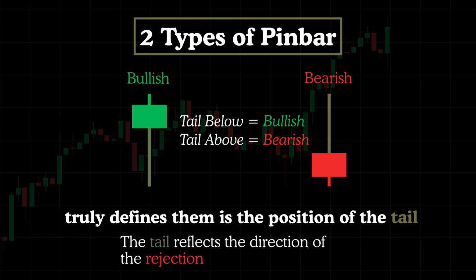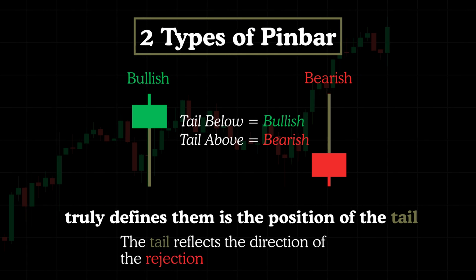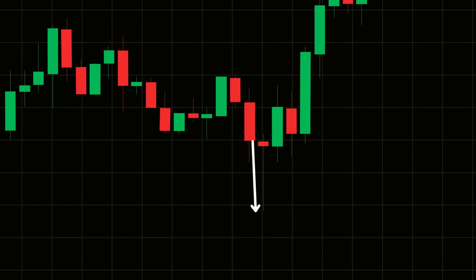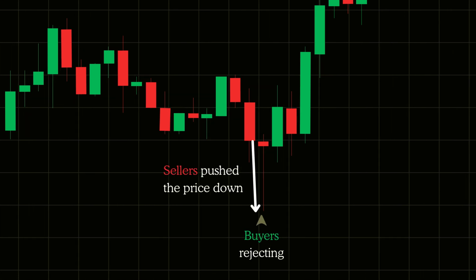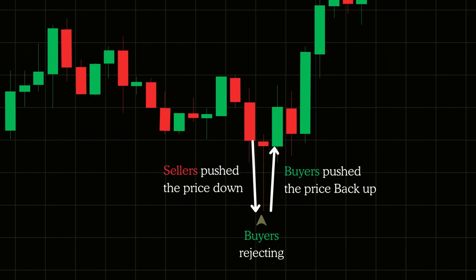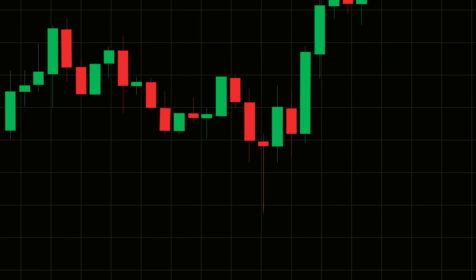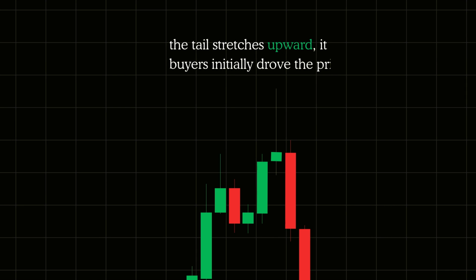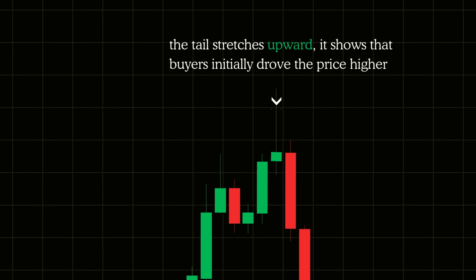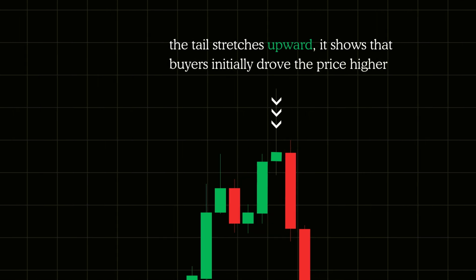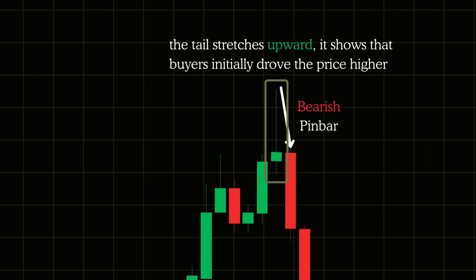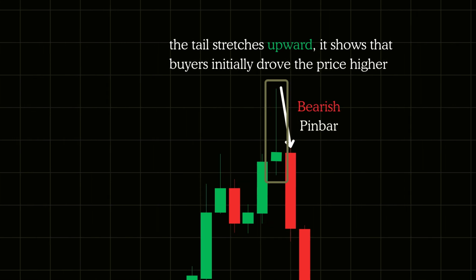Why? Because the tail reflects the direction of the rejection. When the tail extends downward, it signals that sellers pushed the price lower, but buyers stepped in, pushed back, and drove the price up before the candle closed, making it a bullish signal, even if the candle is red. Conversely, when the tail stretches upward, it shows that buyers initially drove the price higher, but sellers rejected that move and pulled the price back down, signaling bearish momentum, even if the candle happens to be green.